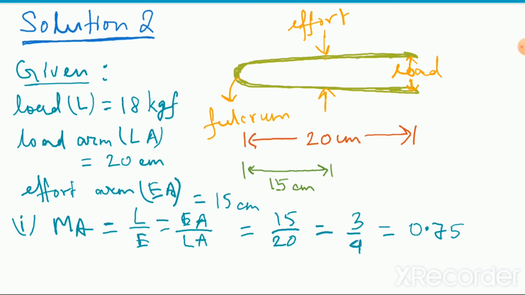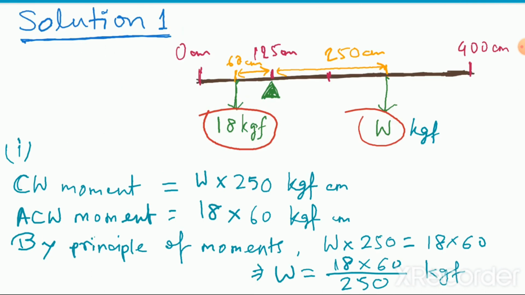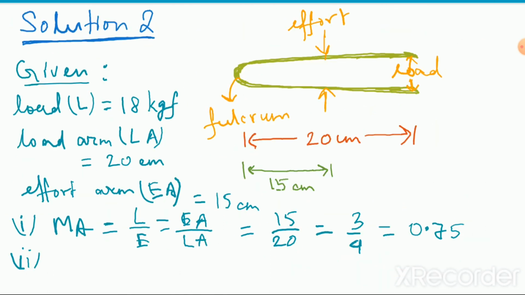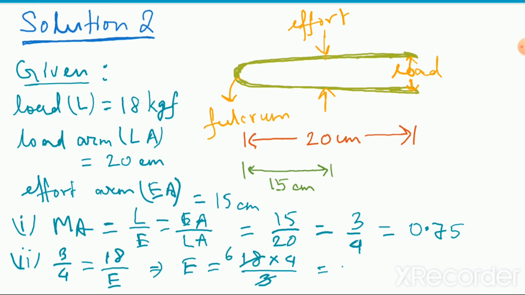And what is the second question that has been asked? The second question is the effort needed. You know that mechanical advantage is equal to load by effort. So mechanical advantage is 3 by 4, and the load is 18 kgf. We need to find the effort E. So E is equal to 18 into 4 by 3. 3 sixes are 18, and 6 fours are 24. So 24 kgf is the effort applied. So this is the second solution.